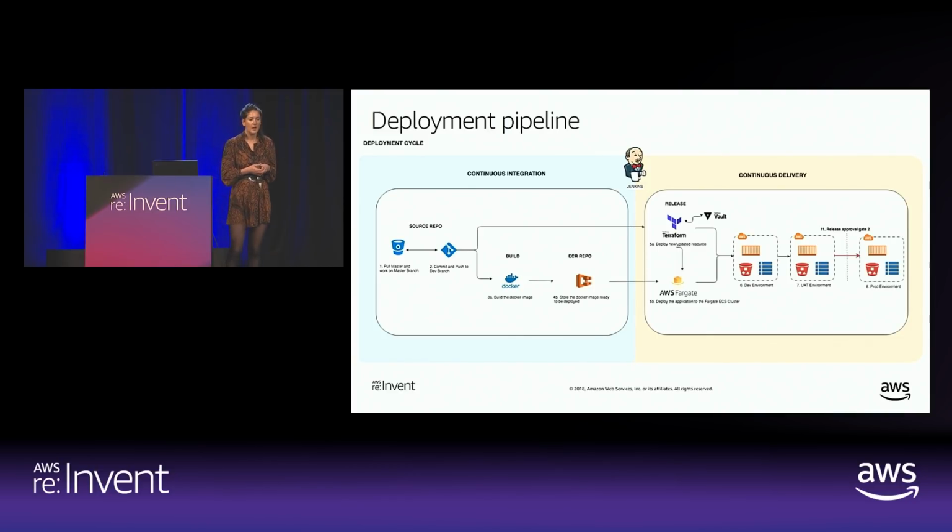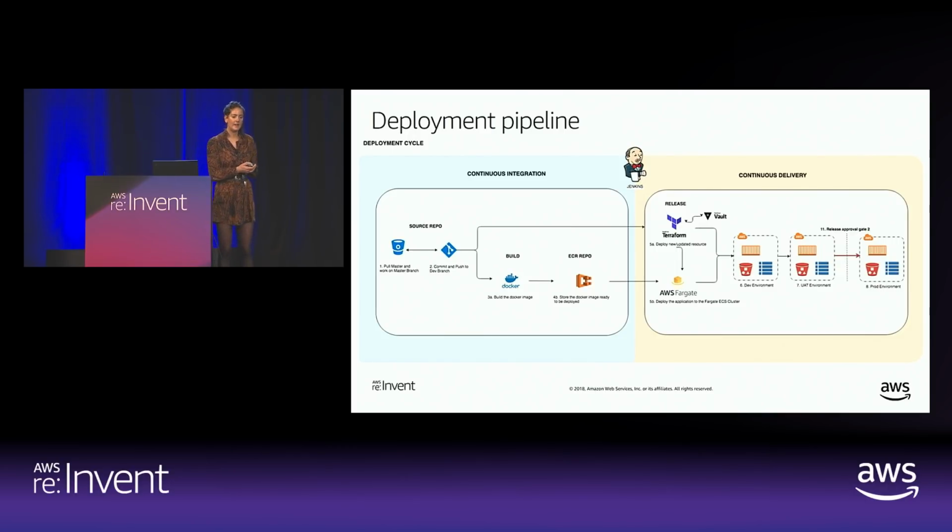For simplicity, we decided to go for two different pipelines, one for infrastructure deployment, one for application deployment. The top line is the infrastructure deployment pipeline. So when we commit our Terraform code to a Bitbucket repository, to the master branch, that would trigger the deployment of the Terraform code out to the environments. We're also using Vault for secret management.